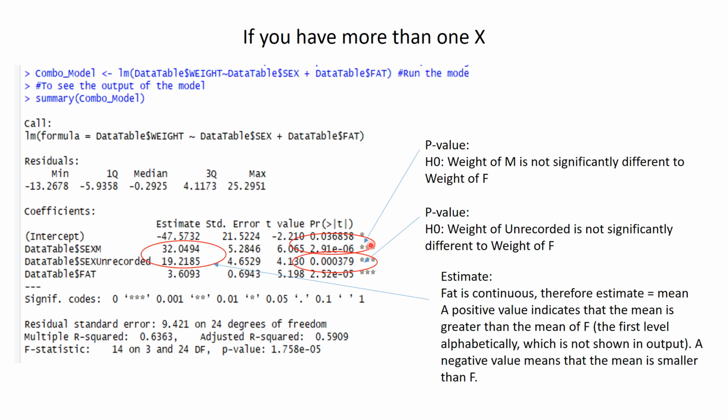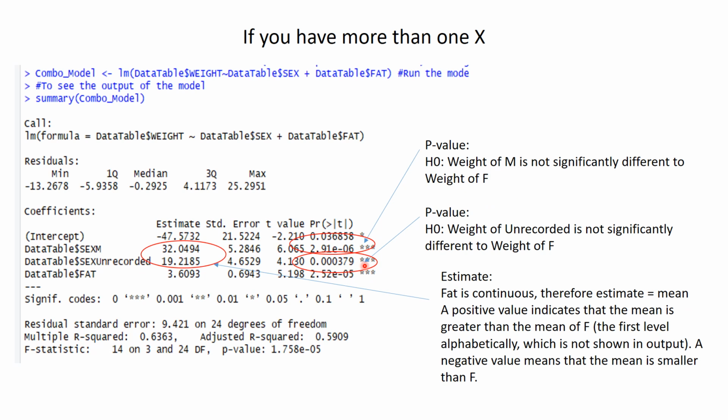But we can see that we can reject this null hypothesis that the weight of males is not significantly different to the weight of females. So we can say the weight of males is significantly different because we have a very small p-value. It's 2.91 times 10 to the minus 6. And we can also reject this null hypothesis that the weight of unrecorded is not significantly different to the weight of females. So we can say the weight of unrecorded is significantly different to the weight of females.